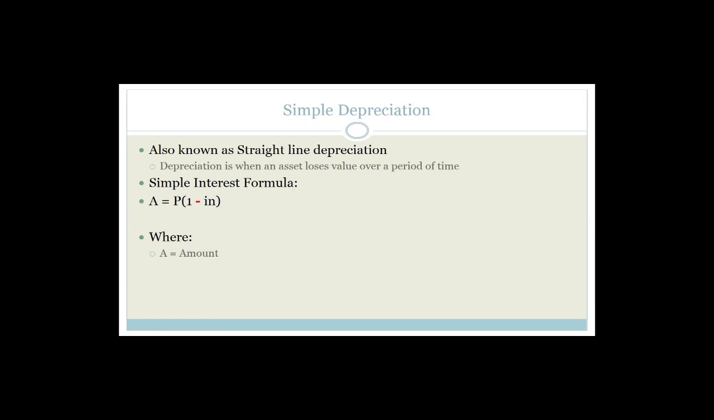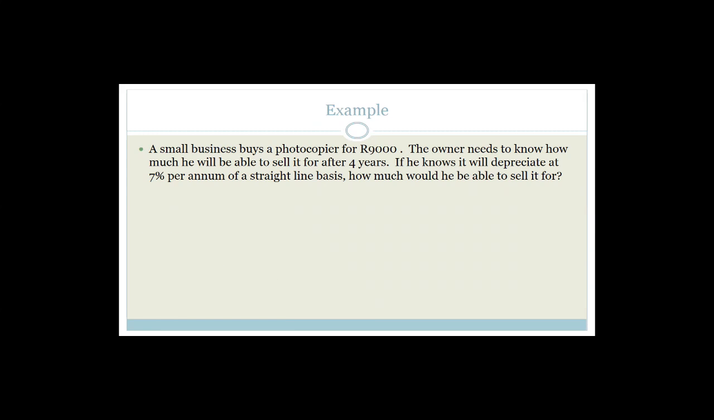A is the amount, P is the principal, I is the interest in decimal form, and N is the number of periods. So for example, a small business buys a photocopier for 9,000 Rand. This time, the principal is the amount you start with, the amount that was invested into that photocopier. So that is 9,000 Rand. The owner needs to know how much he will be able to sell it for after 4 years. So the N is 4 years. He knows it'll depreciate at 7% per annum. So the I is 7%, which is going to be changed to 0,07 because we divide by 100. And it's per annum, so that 4 stays the same.